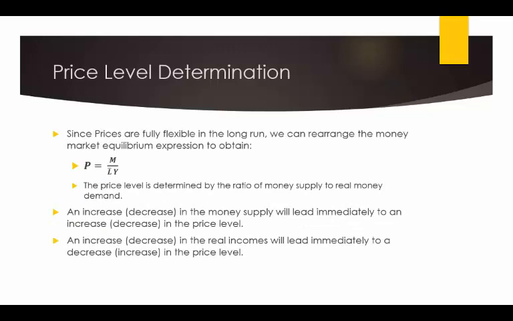Thus, rearranging the expression to make the price level the subject of the formula, we have that in the money market, in the long run, the price level is a function of the ratio of money supply to real money demand. Thus, in any country, the price level will increase in the long run when the country's money supply increases, or when that country's real incomes fall. Similarly, the price level will fall in the long run when that country's money supply is reduced, or when its real incomes increase.